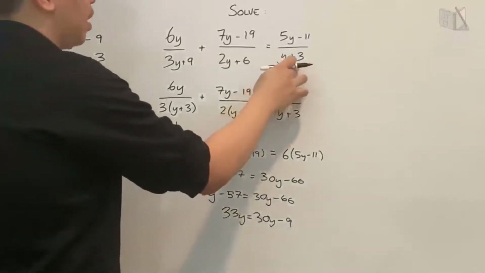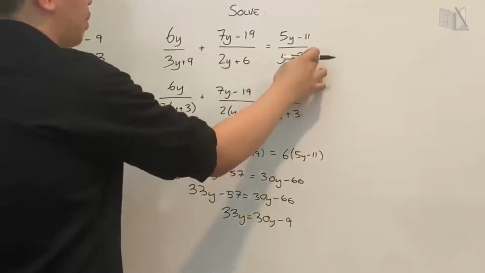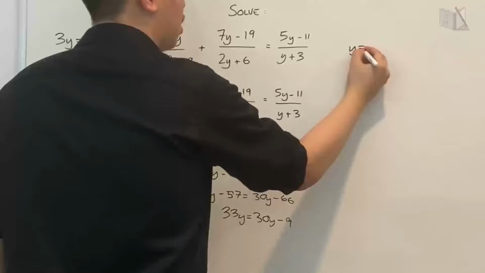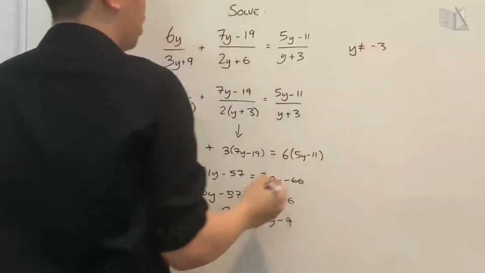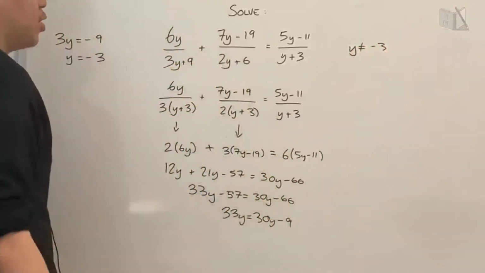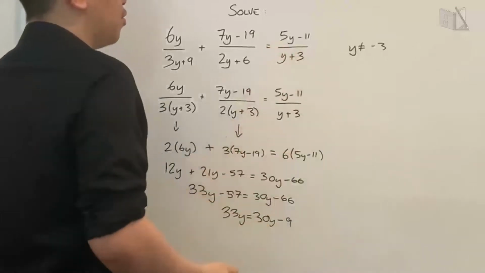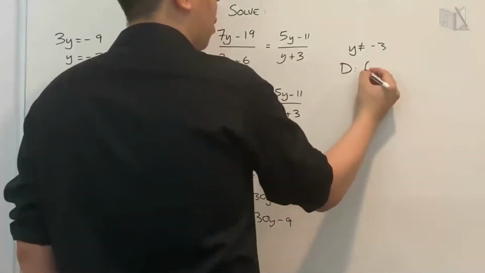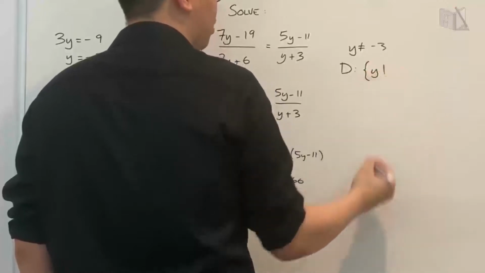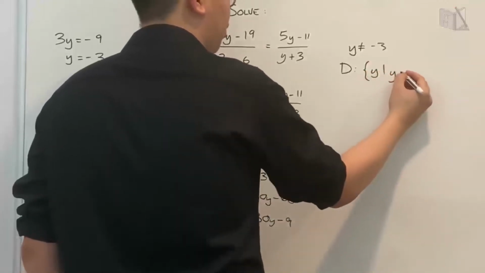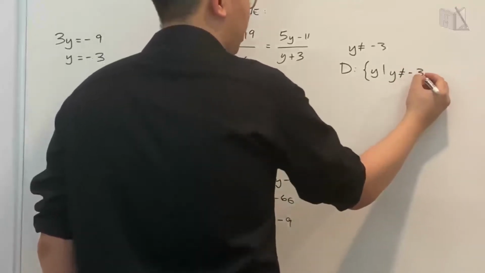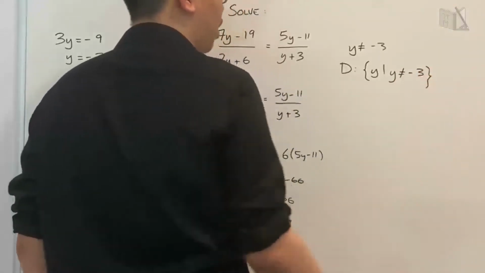So here it would be y plus 3 cannot be equal to 0, therefore y cannot be minus 3. And the same for these two fractions here. And for this rational function equation, we start off with y is all real numbers, and then we exclude values that we cannot have. So in this case it would be y cannot be equal to minus 3.